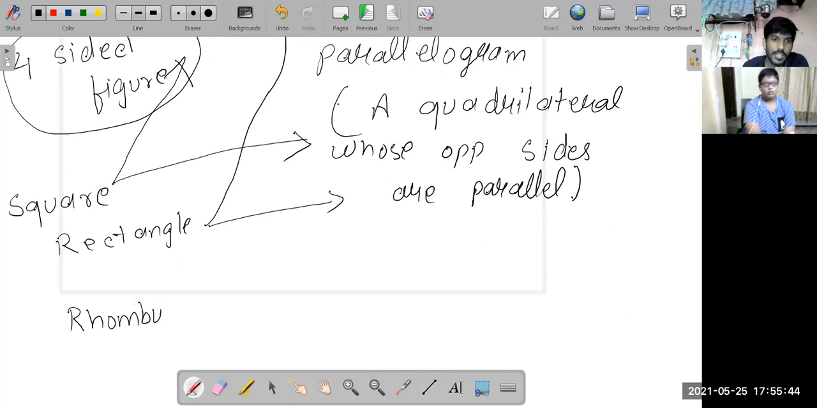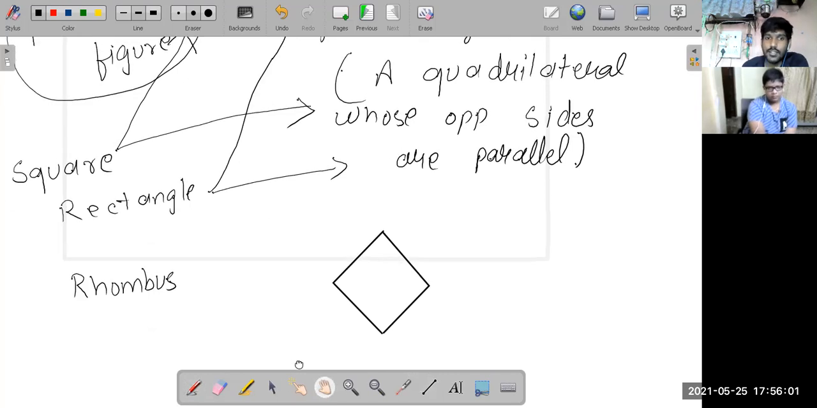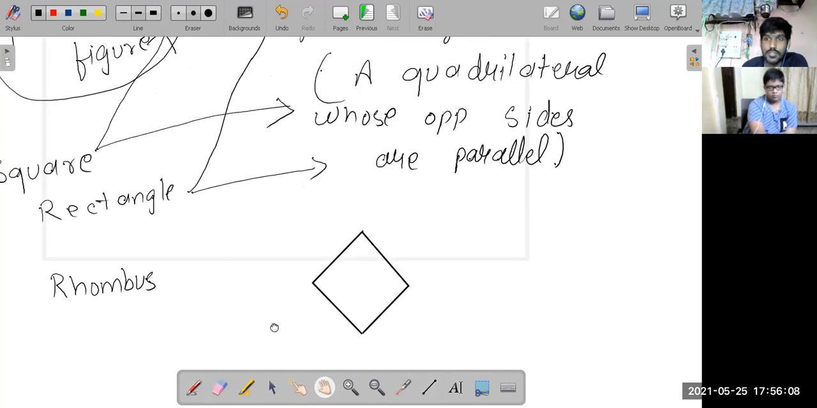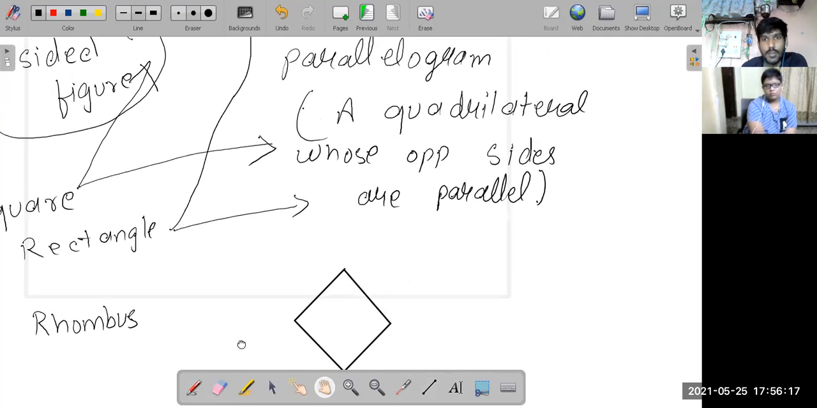How does a rhombus look like? Like a kite? Is this correct? Is this a rhombus? Is rhombus a quadrilateral? Yes, sir. Is rhombus a parallelogram? Look at the opposite sides carefully. Yes, sir. So a rhombus is a quadrilateral as well as a parallelogram.